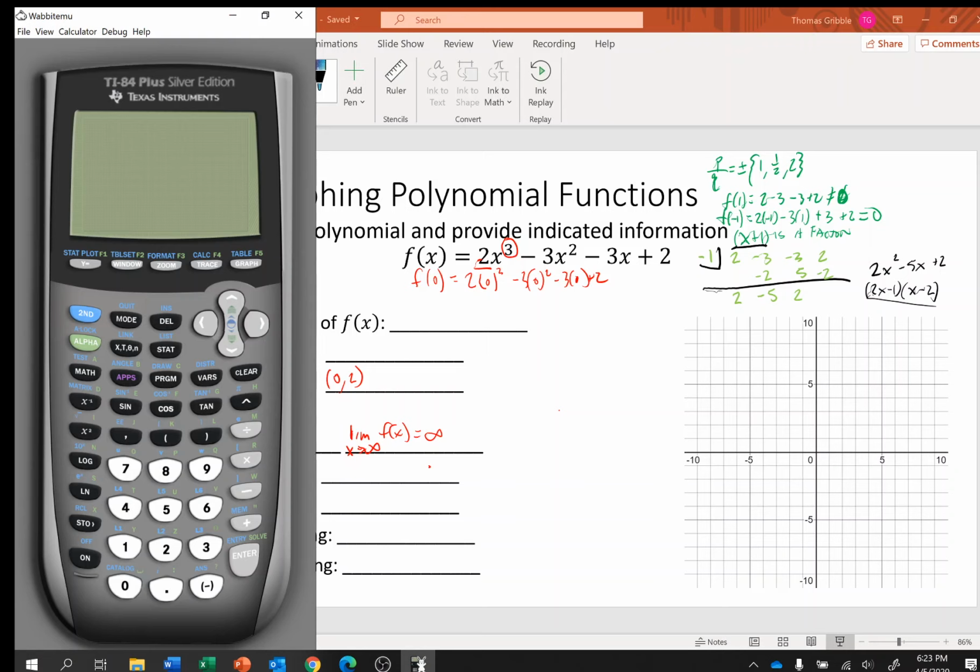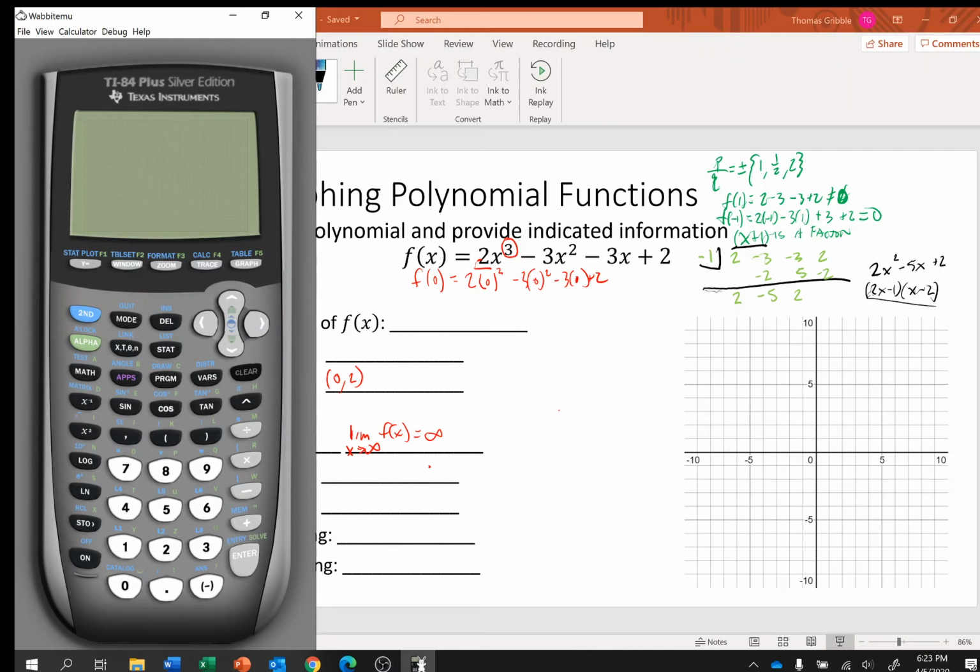Okay, so we can now plug this into a calculator. If we turn this calculator on, we go to y equals. This doesn't seem to be working. Hold on a second. Okay, we turn this calculator on, we go to y equals, and now we type that function in. We go to graph, and there it is, graphed.